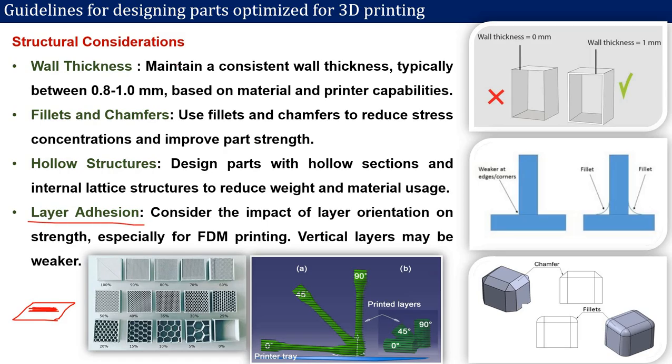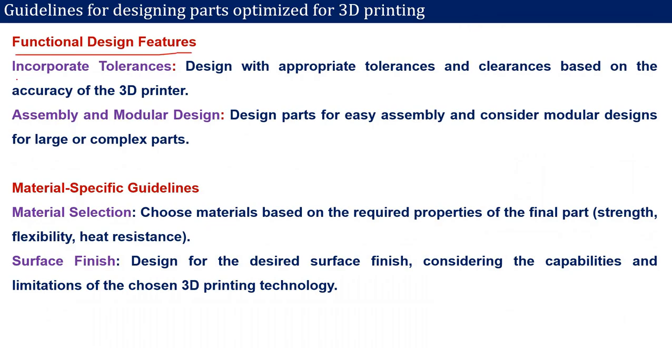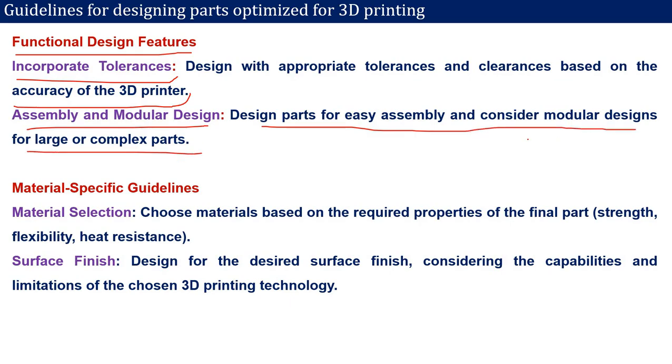Then functional design, the features. Incorporate tolerances: design with appropriate tolerance and clearances based on the accuracy of the 3D printer. So we have to check the dimensions properly. Assembly and modular design: design parts for easy assembly. Consider modular designs for large or complex parts. In case of assembly of different parts, we have to consider the proper fits and the tolerances. Material specific guidelines: we have to choose the specific material that will provide us the strength, flexibility, and heat resistance. Surface finish.